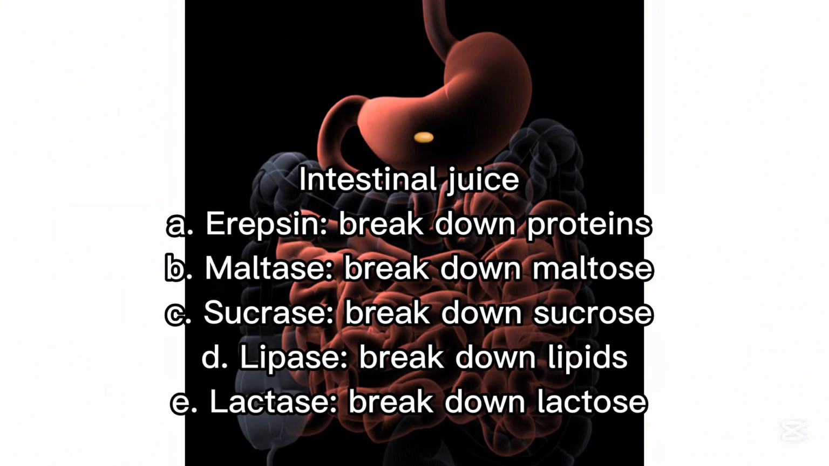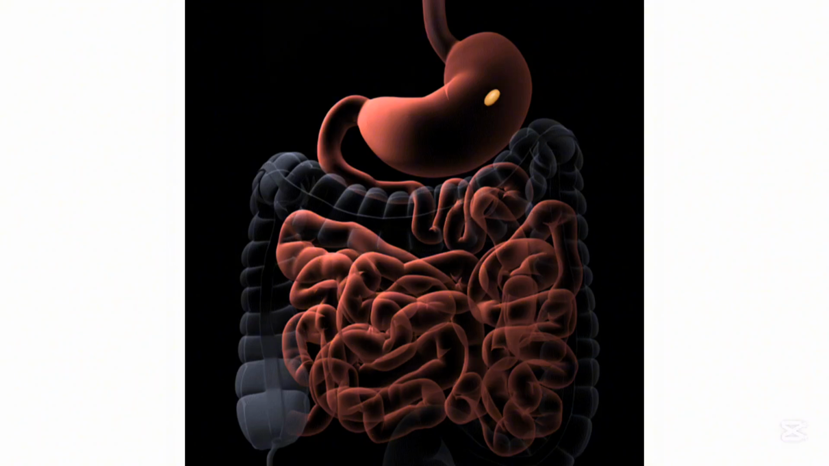The third juice we have is intestinal juice, which is produced by the intestinal wall, and the intestinal juice contains the following enzymes: erepsin, maltase, sucrase, lipase, and lactase. So erepsin breaks down proteins, maltase breaks down maltose, sucrase breaks down sucrose, lipase breaks down lipids, and lactase breaks down lactose. After the digestion, the absorption takes place in the small intestine.